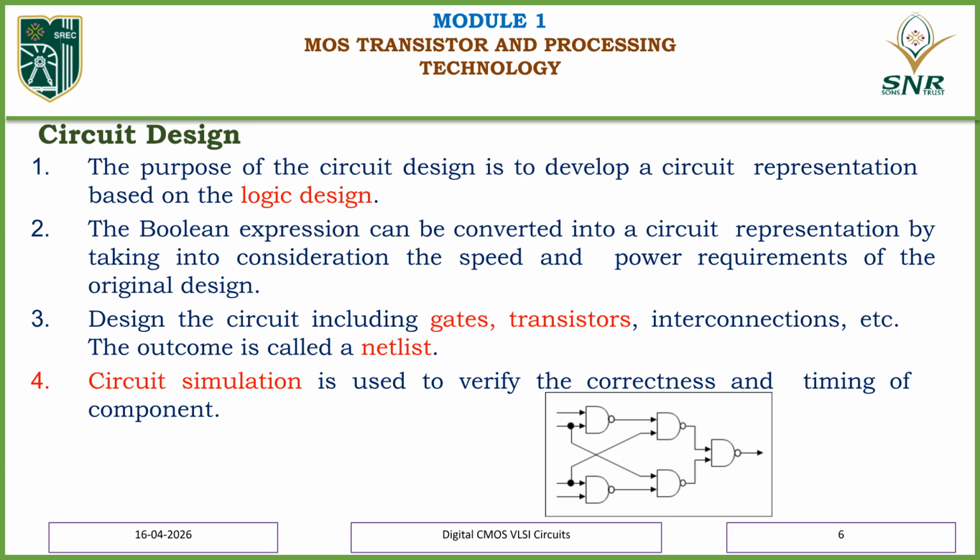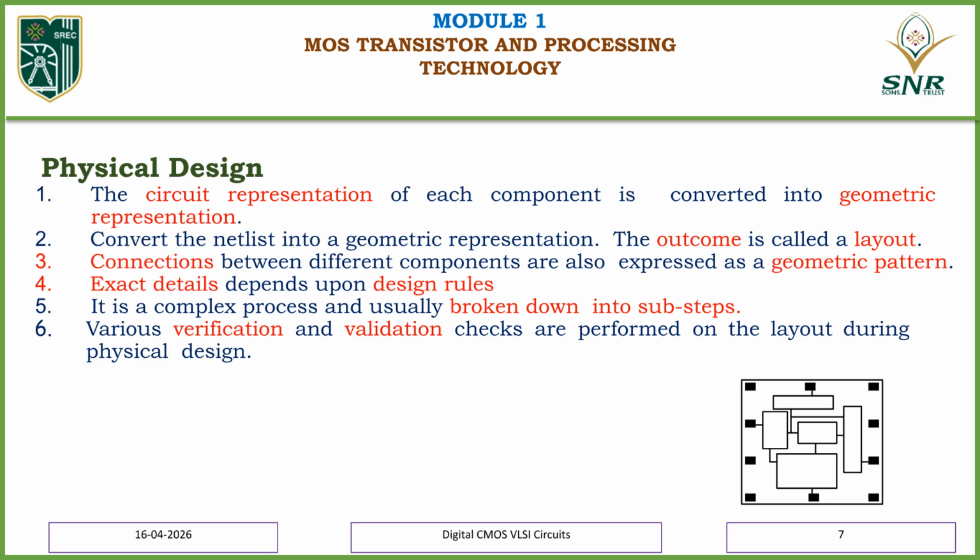Circuit design translates the logic-level representation into an actual transistor-level implementation. The Boolean expressions obtained from logic design are mapped into circuits using logic gates and MOS transistors, considering speed, power, and area constraints. At this stage, detailed design of gates, transistor sizing, and interconnections is performed. The result is a circuit netlist that describes the electrical connectivity of the system. Circuit simulation, typically using SPICE tools, is then carried out to verify functionality, timing, and power consumption under different operating conditions.